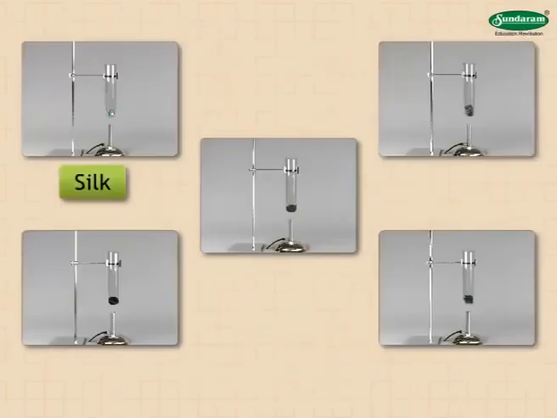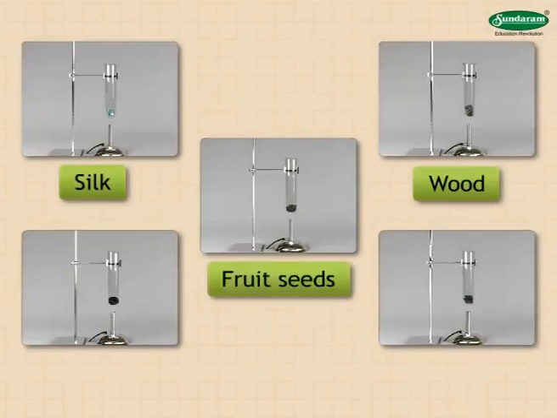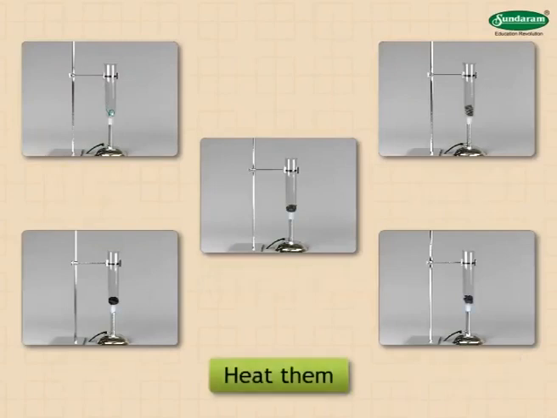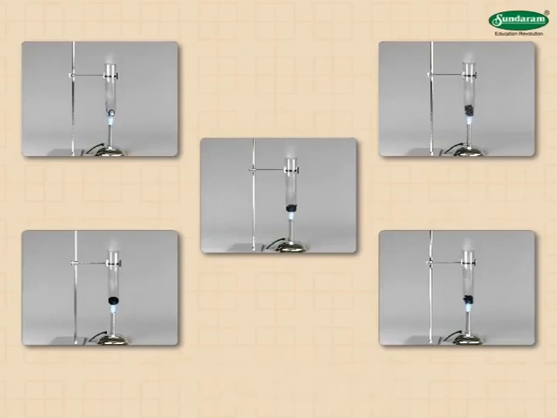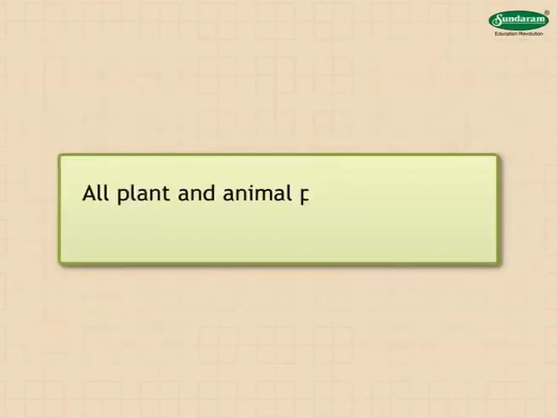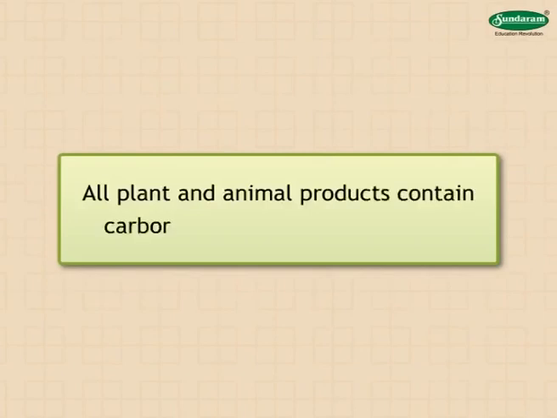Take silk, wood, fruit seeds, hair, feathers in separate test tubes and heat each of them. What do you see? We observe that slowly their color changes and finally they all turn black. It means they are all transformed into carbon when heated. Thus, we can conclude that all plant and animal products contain carbon as their main constituent.